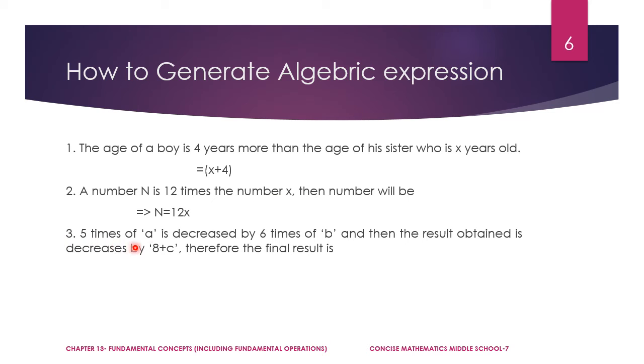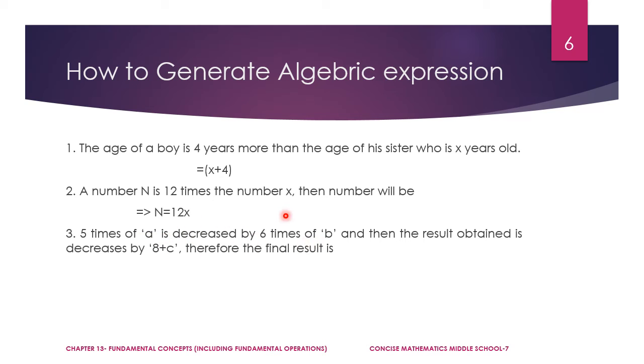5 times of a is decreased by 6 times of b. See, clearly understand it. 5 times of a means it is 5 times more, right? It is multiplying by 5. So it should be 5a, and it is decreased by 6 times of b. What is 6 times of b? It is 6b. And what they are telling is decrease. Decreased means you should get a minus sign over here. Okay, it should be 5a minus 6b.